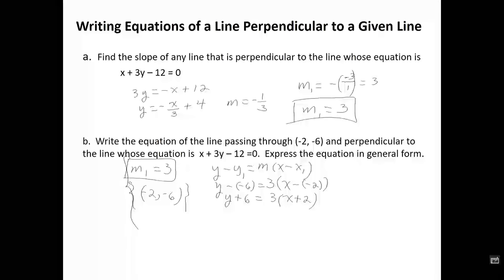And it says express the equation in general form. So this means that we want to simplify. We have y + 6 = 3x + 6. So in general form, we can express this as -3x + y + 6 - 6 = 0. So we have -3x + y = 0. So this is the equation expressed in general form.